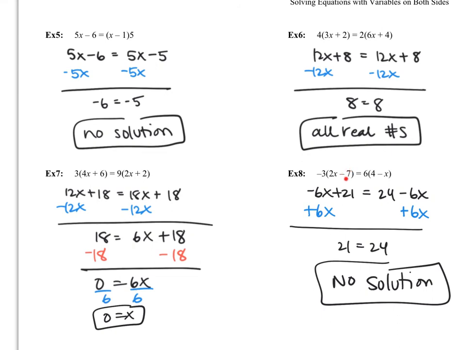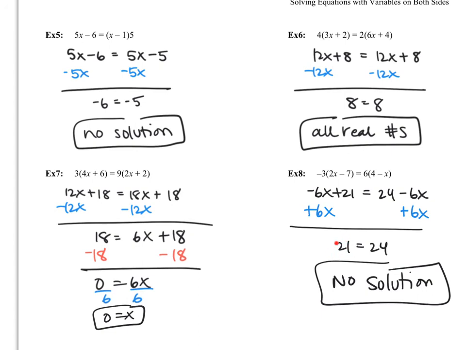On example 8, negative 3 times 2x is negative 6x. Negative 3 times, be careful here, negative 7 is a positive 21. So just double check that. 6 times 4 is 24, minus 6 times x would be 6x. We would then add 6x to both sides because negative 6x plus 6x is 0, and it would also cancel on this side, leaving us with 21 equals 24. My variable is gone. Those two numbers are not equal, therefore my answer is no solution.